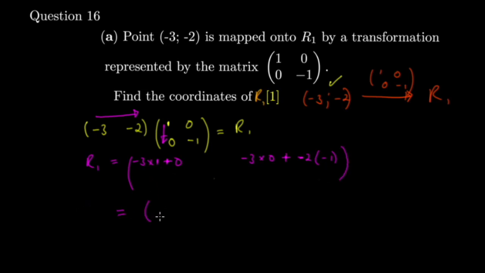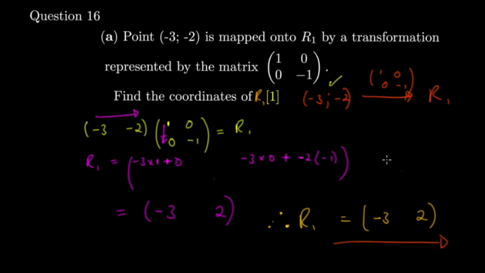So here you get negative 3. Negative 3 multiplied by 1, you get negative 3. And there you get 0 in this part, and in this part you get 2. Therefore, this is how we write therefore in maths. R1 equal to, because you want the coordinate, so you just want it in that form. (-3, 2). So what changed here?